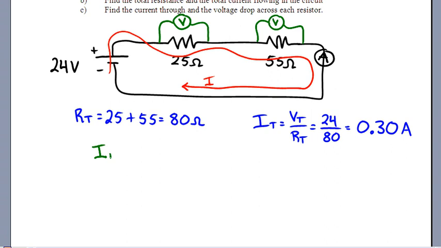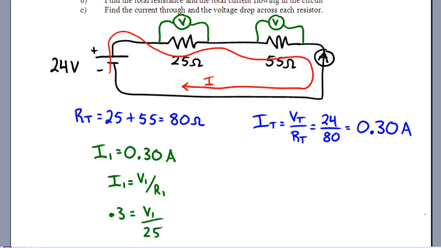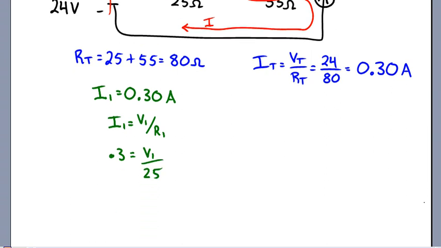In resistor number 1, again, it's on that wire. It's a series circuit, so it's going to have 0.3 amps. I know that I1 is equal to V1 divided by R1. So 0.3 is equal to V1 divided by 25. All right, that first voltmeter, number 1, is going to be reading 7.5 volts. That's the answer I'd go with for that.